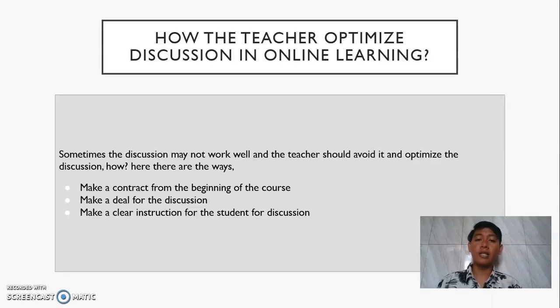And the next one is how the teacher optimizes discussion in online learning. Sometimes discussion in online learning doesn't work like we want, so we should prepare to make the discussion work like we need. The first one is to make a contract from the beginning of the course, make a deal for the discussion, and also make clear instructions for the students so that they actually discuss with each other.